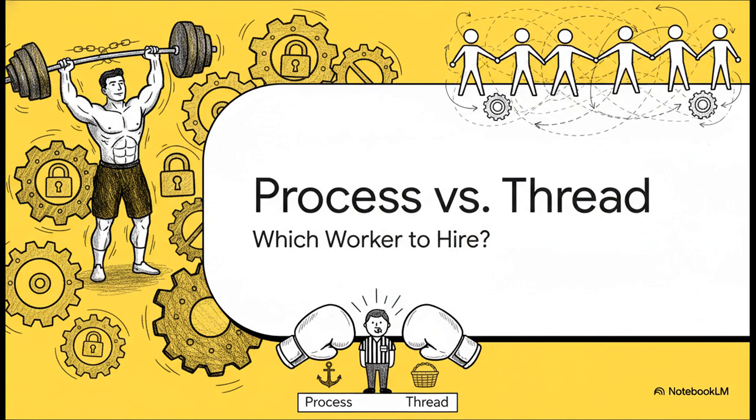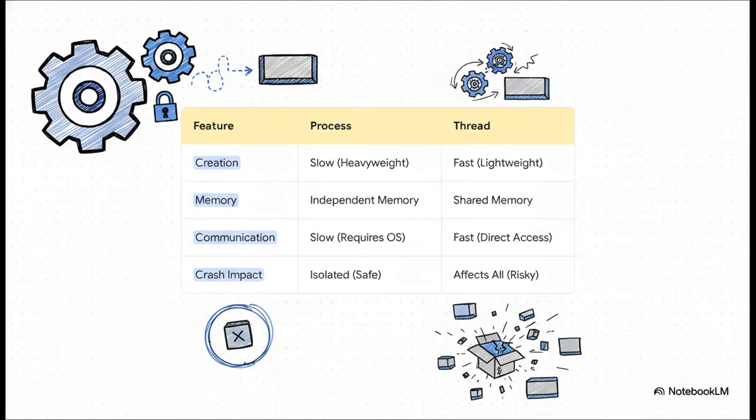Okay, so we've met our two workers, the independent heavyweight process and the collaborative lightweight thread. So how do you decide which one to hire for the job? Well, let's put them head to head. This table really breaks it down. Creating a process? Slow. Creating a thread? Super fast. Memory? Processes keep it all to themselves, while threads share it openly. This means communication between processes is slow, but between threads, it's practically instant. But, and this is the big one, the crash impact. If a process crashes, it's contained, it's safe. But if a single thread crashes, it can take down the entire application with it. So it really boils down to that classic trade-off. Do you want safety or do you want speed?